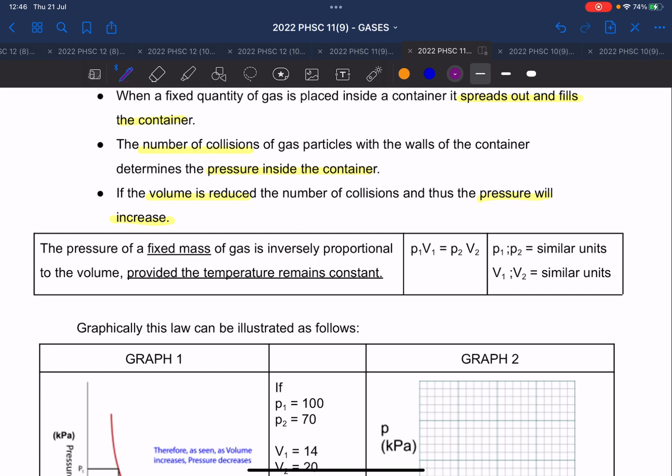It says that the pressure of a gas is inversely proportional to the volume. And this is only true if the temperature remains constant. And we will be using this formula.